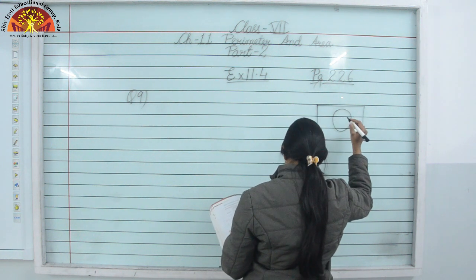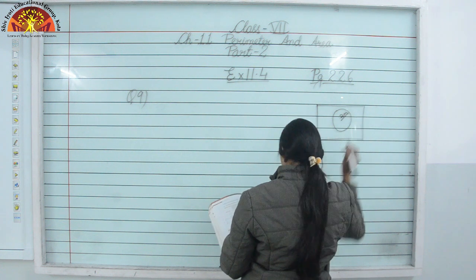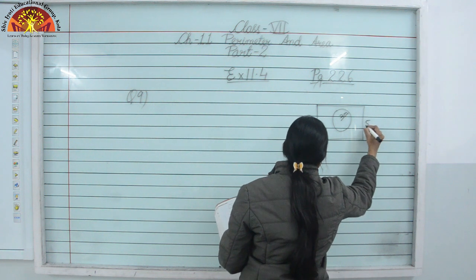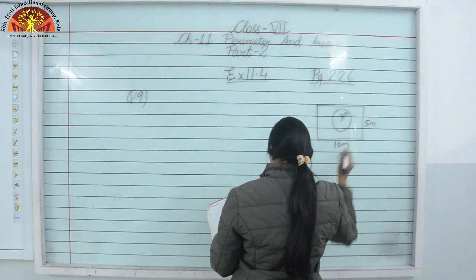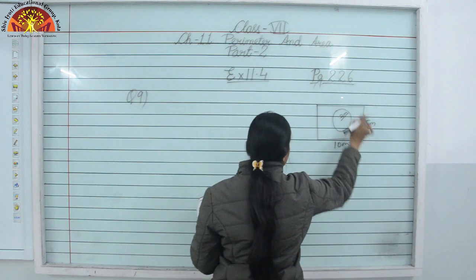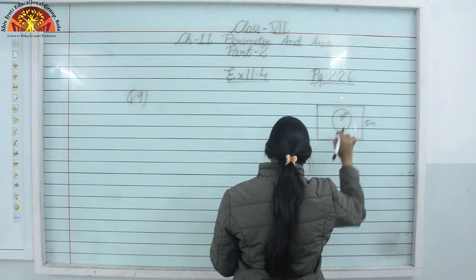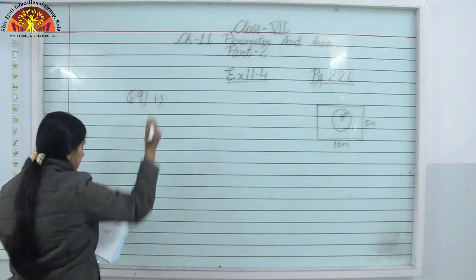This is a circle and the radius of this circle is 2 meters, and this is a rectangular lawn. Breadth is 5 meters and length is 10 meters. So children, you can see that this is a rectangular lawn and inside this rectangular lawn there is a circular flower bed. Okay.